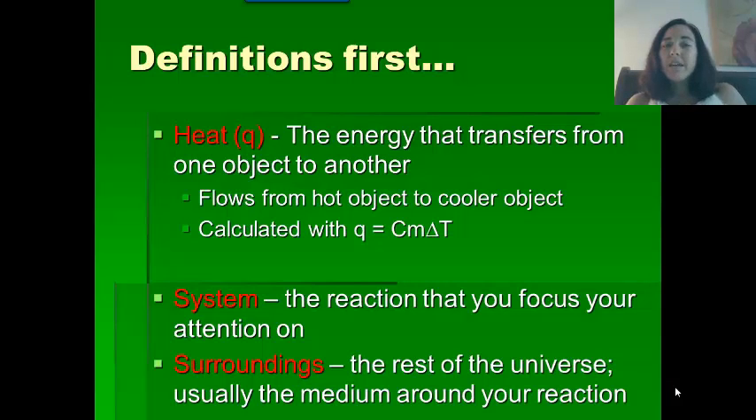Now, when you're studying the heat flow from one object to another, you have to be very specific about what your objects are. The part of the universe that you are interested in is called your system. This is the reaction that you're studying. Everything outside of that system is the surroundings. It's all the rest of the universe that you're not really interested in. It's usually the medium around your reaction that serves as the surroundings, while the reaction itself is your system.